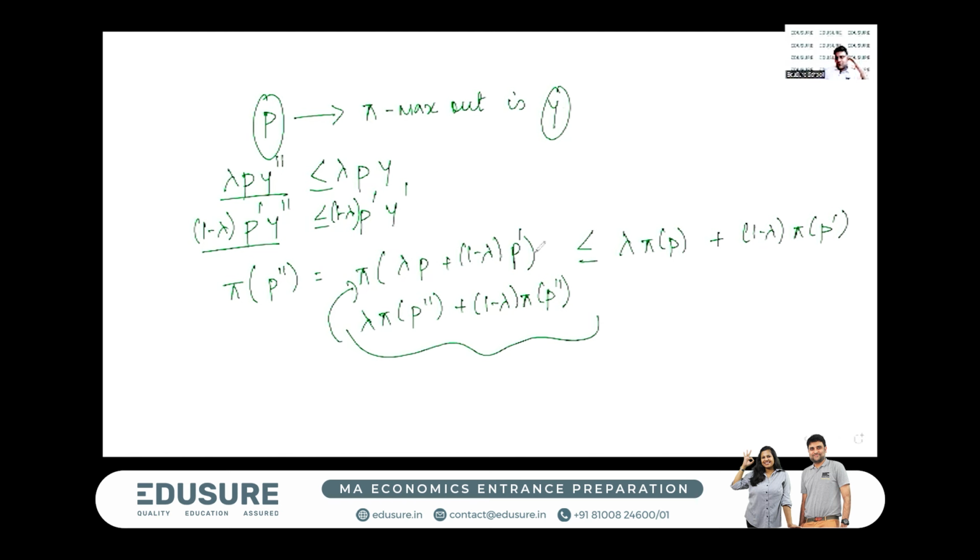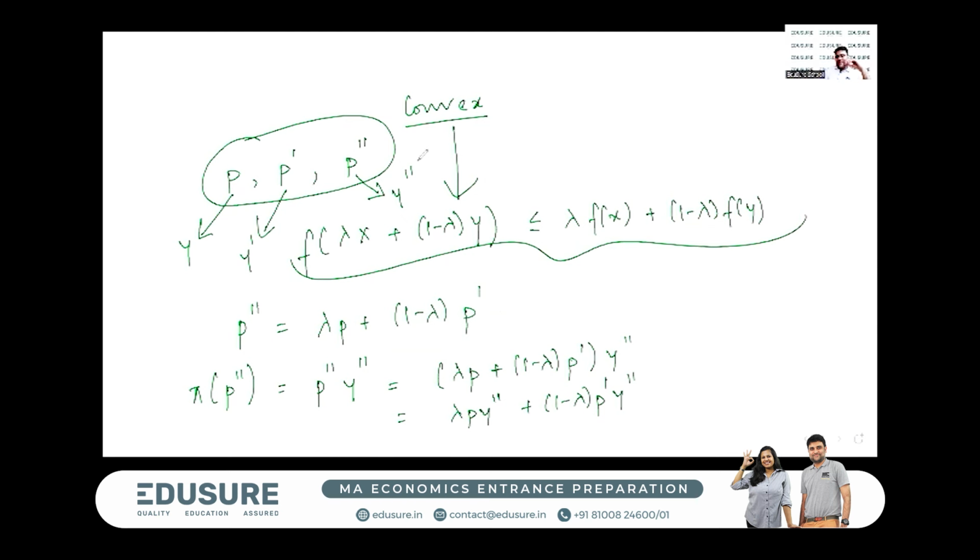This is my P double dash. So the profit with P double dash is lower than the profit with P, the profit with P dash for outputs Y and Y dash. So this basically means that the curve is below the line when it comes to the profit maximizing condition.